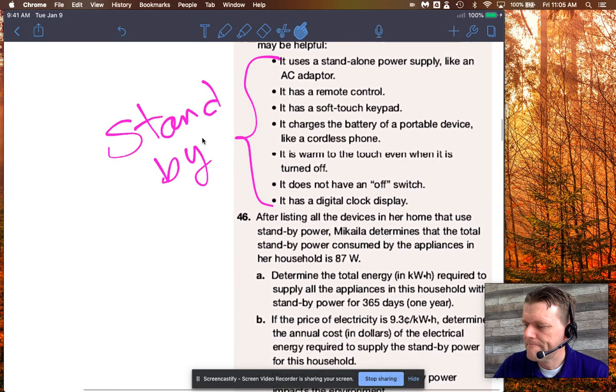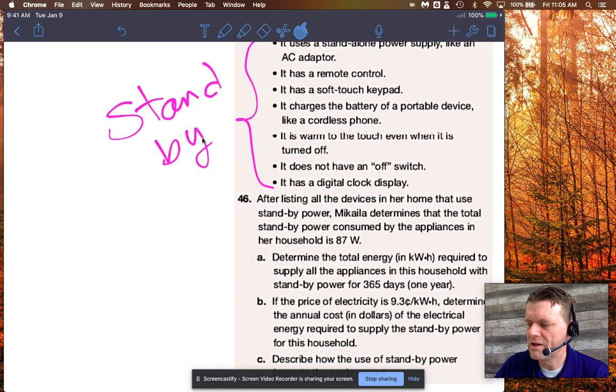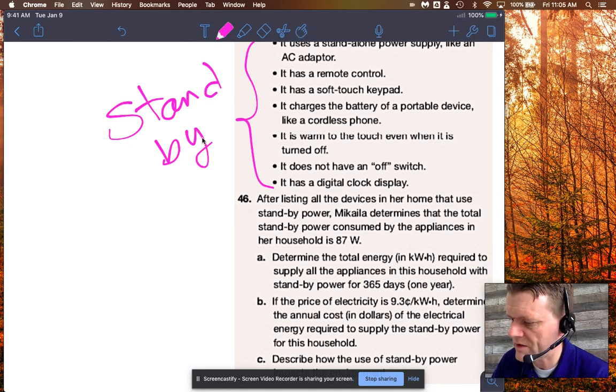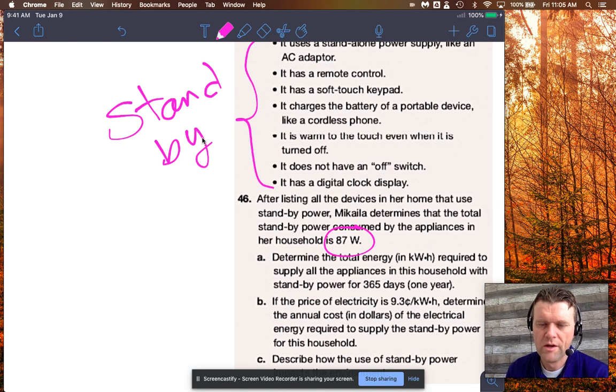highlights the total standby power consumed by the devices in this girl's home, Michaela's. It's 87 watts, okay? That's the total power that is attributed to this standby power. Now, here's how the power companies work. The total energy in kilowatt hours required to supply all the appliances in this household with standby power for 1 year. How much energy is required?